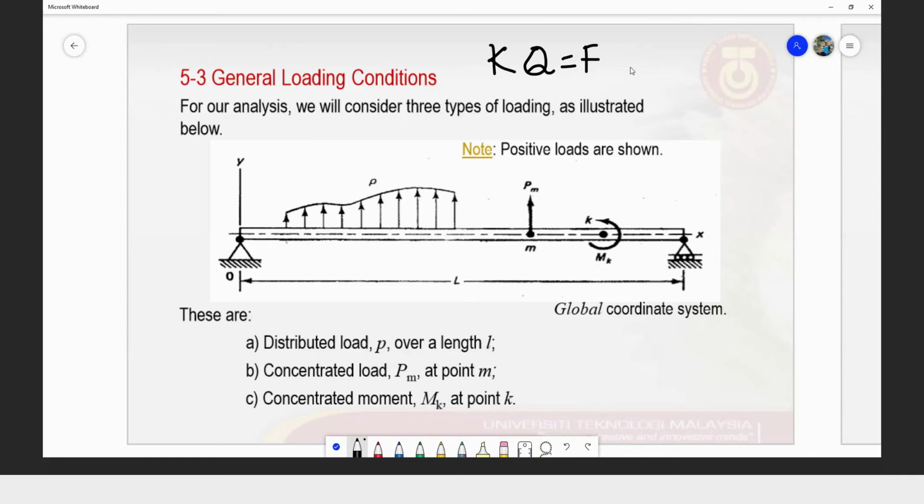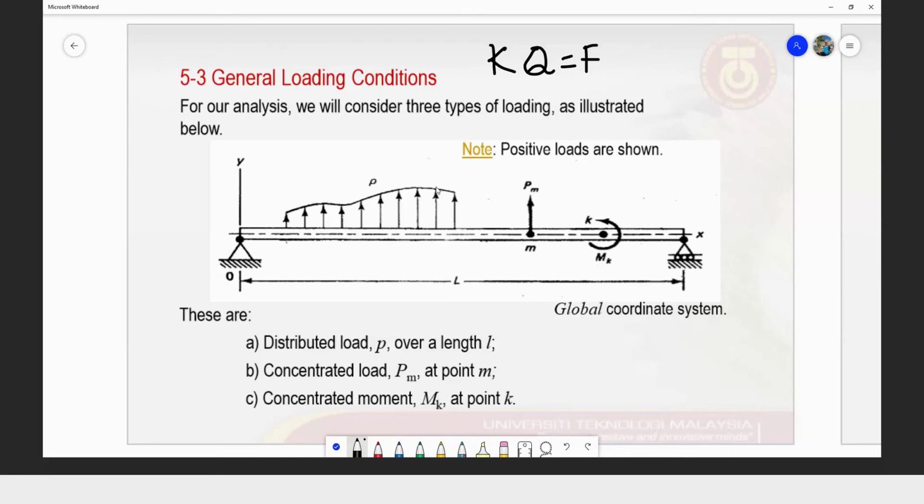So untuk general loading, because when we come up with structures, then we expect to use them in certain applications, and these structures are to support certain types of loadings. Alright, for the beams, for our analysis, we consider 3 types of loading as illustrated. The first one is the distributed load.